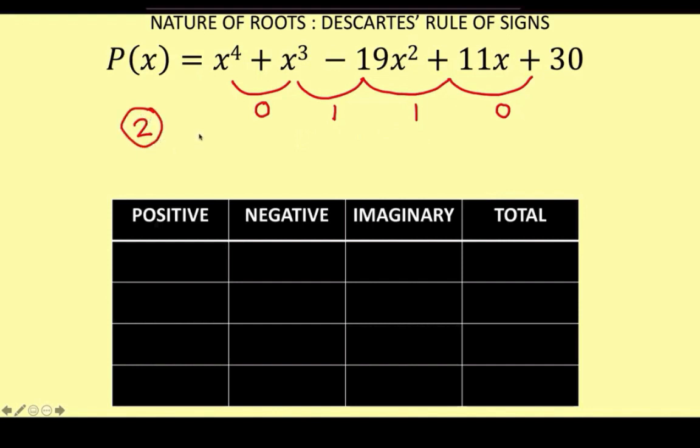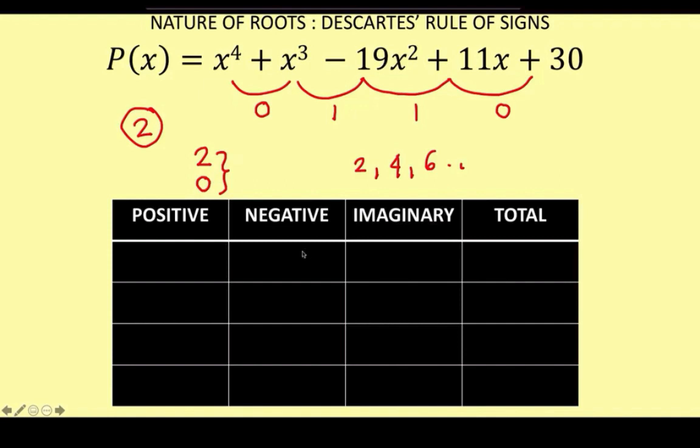And according to Descartes' rule of signs, we can expect two positive roots or less than this number by an even integer. What are the even integers? That means if I subtract 2 by 2, I get 0. I can also have 0 positive real roots. So we'll just ignore those negative numbers. We expect to get either 2 positive real roots or 0 positive real roots.